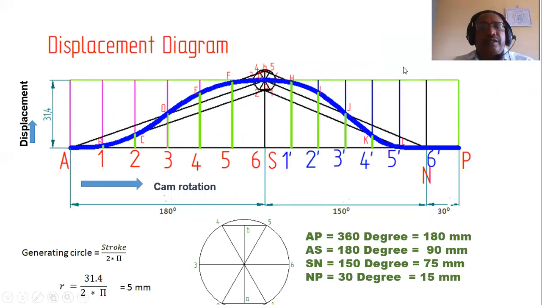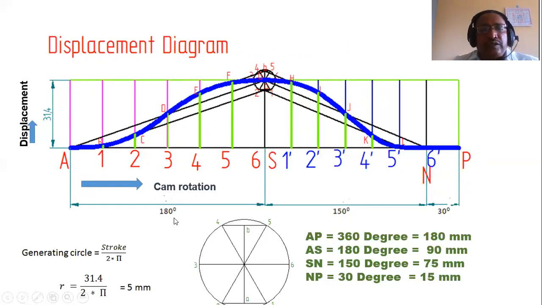And draw the displacement diagram like this. For one rotation, that is 360 degree. When 20 degree is equal to 10 mm, it converts to 180. Draw a line of 180 millimeter from the point A. Horizontal line is drawn equal to 180. Then stroke, take to the actual scale. It is 31.4 millimeter, and complete this rectangle.